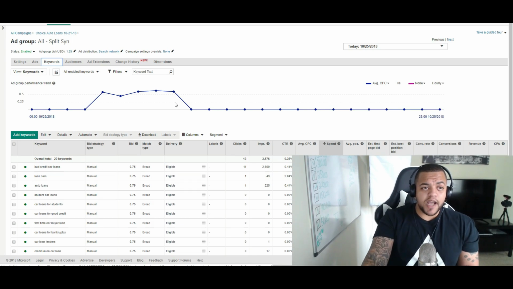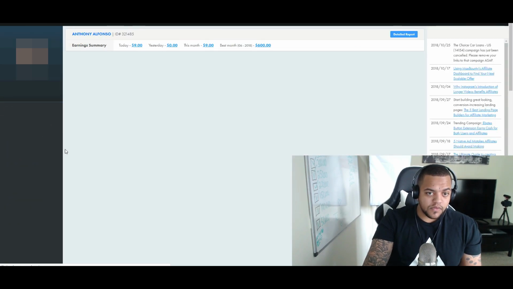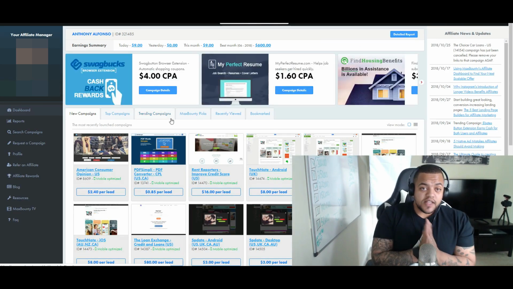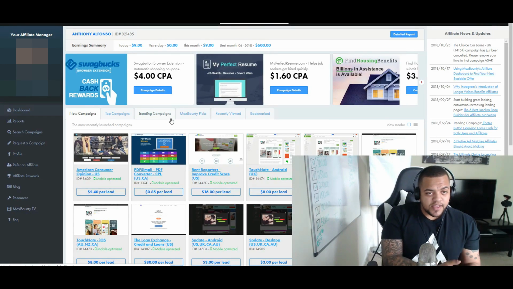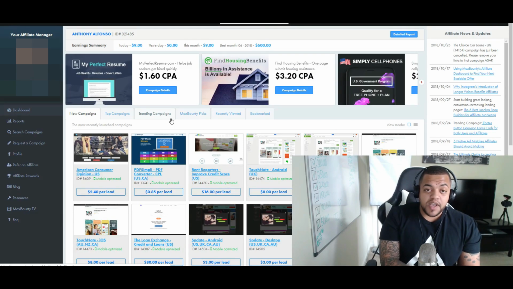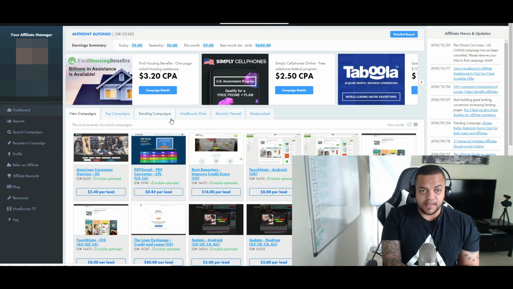But let's actually go back over to Max Bounty. Let's go to the dashboard. So let's talk about this campaign now. The good, the bad, the ugly. This auto loan offer is search campaign approved, so that means I can run this on Bing advertising. What I'm not liking is the return.